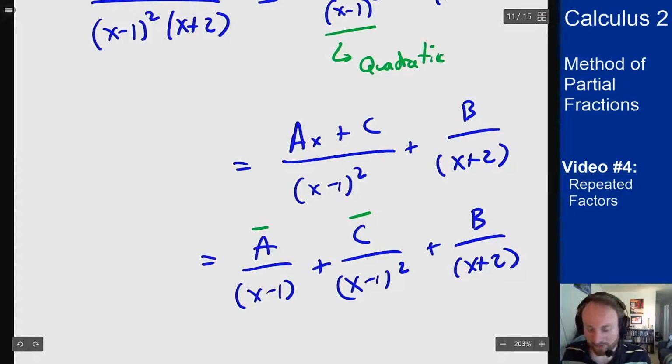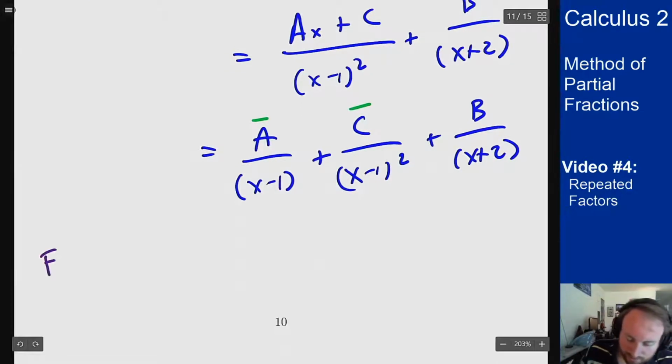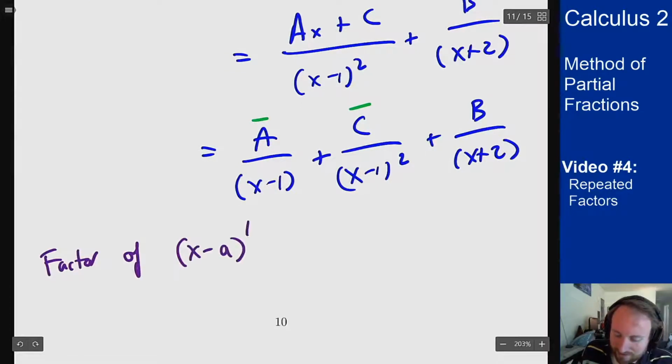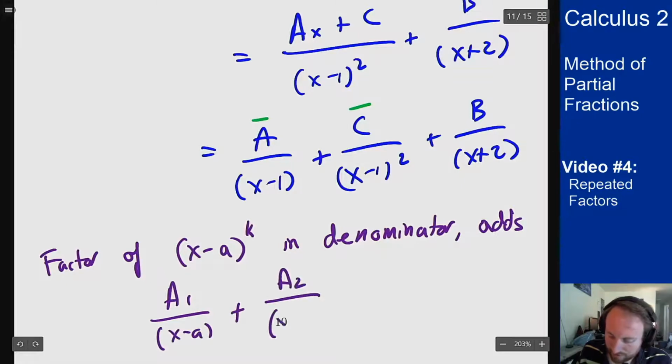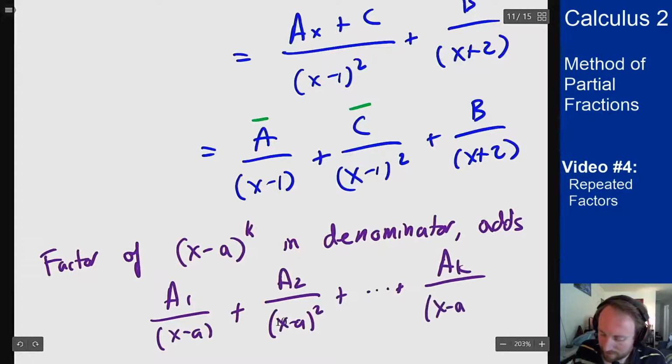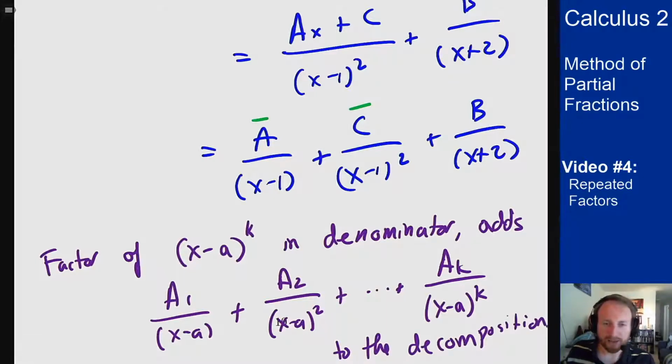And so what you want to think about is that a factor of x minus a to the k in the denominator adds A1 over x minus a plus A2 over x minus a squared, up to Ak over x minus a to the k, to the decomposition. So from a factor of order k, something to the kth power, I get k coefficients, which is the theme you should see going on. If it's a linear factor, I get one coefficient. If it's quadratic, I get two. If I have x minus 1 cubed, I'm going to get three coefficients from that. And the point of setting up this way is that it's easy to integrate.